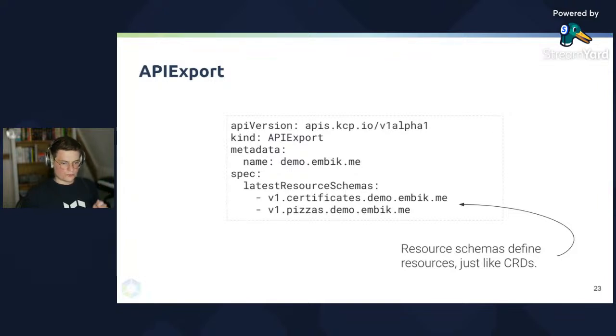CRDs actually do two things. The one thing is that they define the schema of your custom resource. We're all aware of that. But they do a second thing. When you create them, they also register that API, and the API becomes available. So they define the schema, but they also register the API. It's basically a 2-in-1 deal. KCP decouples that, because KCP has API resource schemas, and they only define the schema. If you create an API resource schema in KCP, the API is not available anywhere. For that, you need to put them in an API export and reference them there. An API export is basically a collection of schemas that you have put together as a bundle.